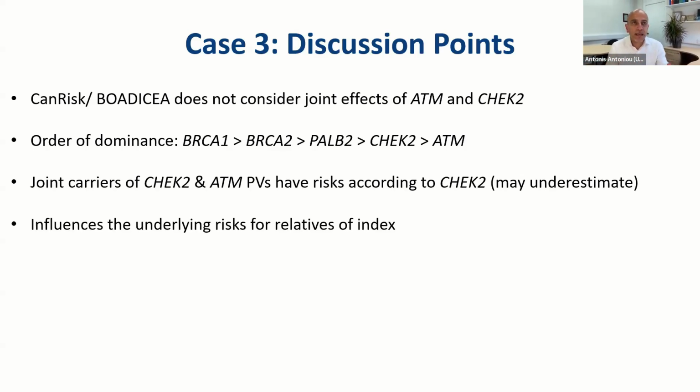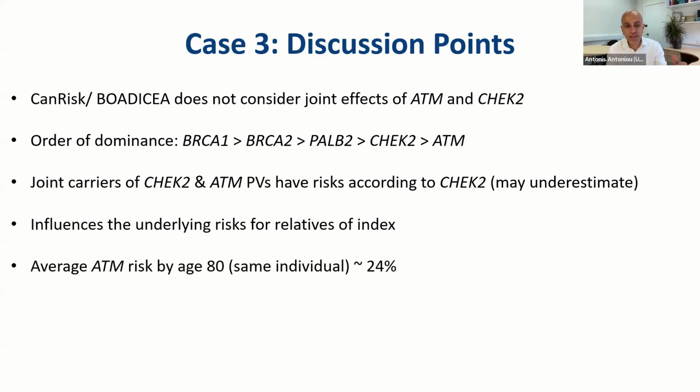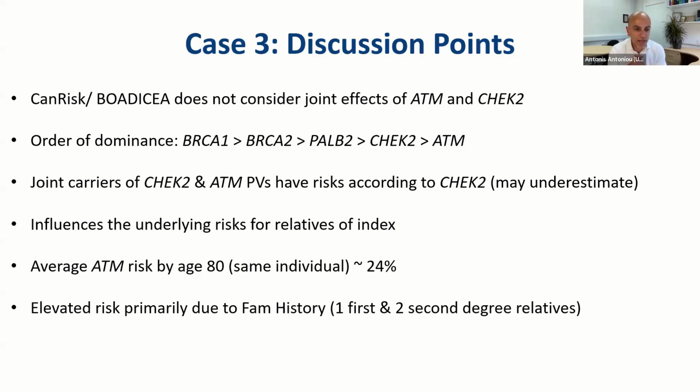Of course, in this case, it would influence the risks only for the mother and the sister, not necessarily the aunt, not necessarily the index individual. So in this case, I think you obtain a risk of around 30%. So this is an ATM carrier. The average ATM risk is around 24% for someone with the same age. But of course, here you have the affected first and second degree relatives. So the risk will be higher than the average risk. So I think it seems to be in line with what one would expect for an ATM carrier with the family history that you observe.